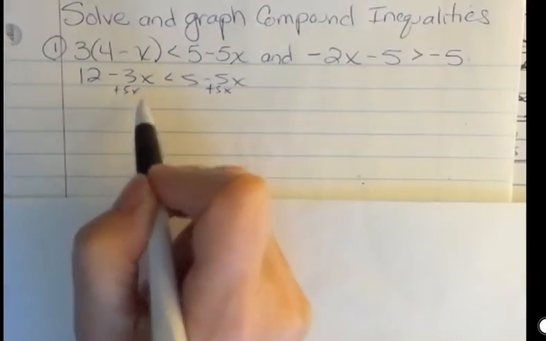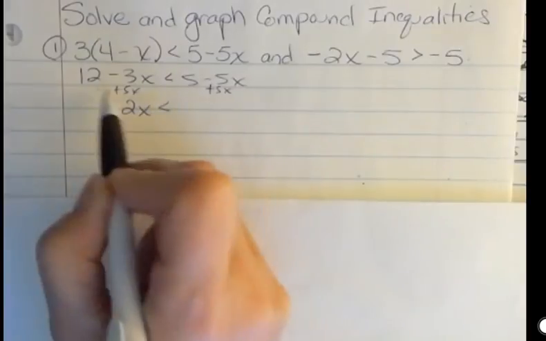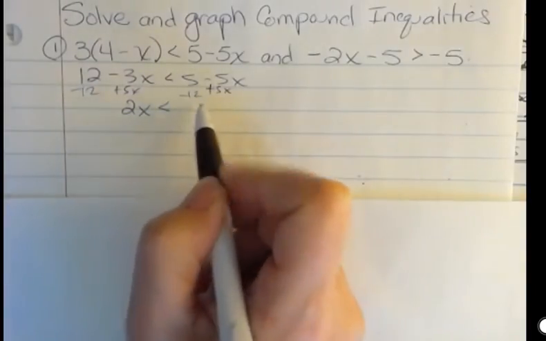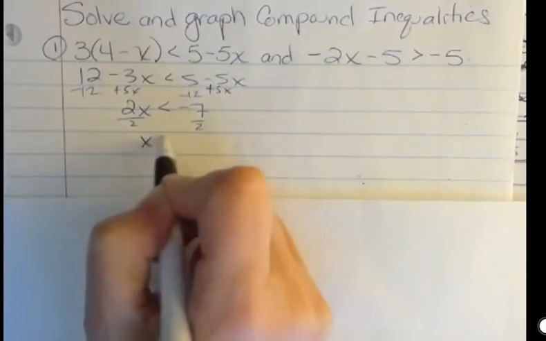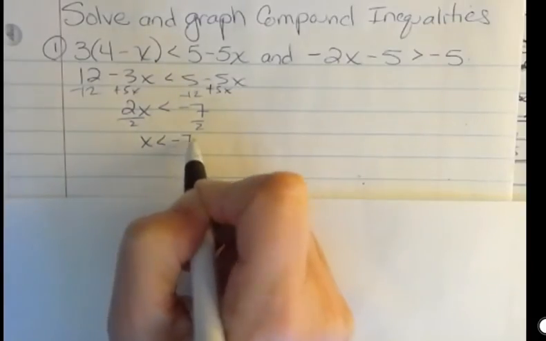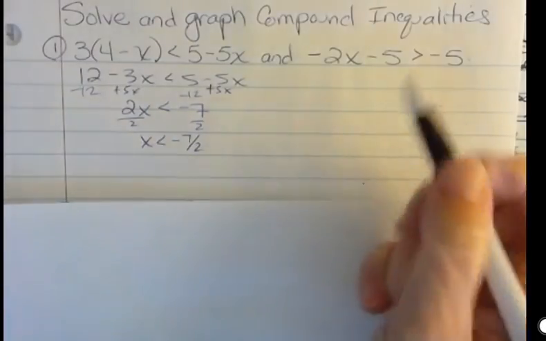That's going to give me 2x, and I'm going to subtract 12 from both sides. That's going to give me negative 7. And if I divide both sides by 2, I get x is less than negative 7/2. So there's one inequality solved.